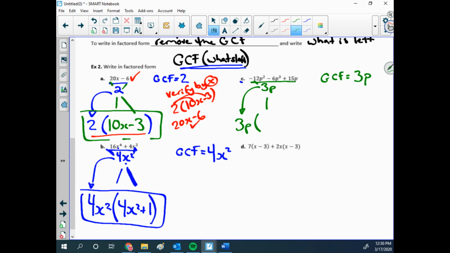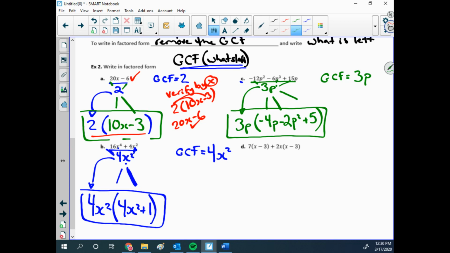So -12p squared divided by 3p is going to give -4p. -6p cubed divided by 3p is a -2p squared. And then p cubed divided by p to the 1, so I'd subtract 3 minus 1, is p squared. And 15p divided by 3p is going to give me a +5, and my p's cancel out. So there is my answer in factored form.